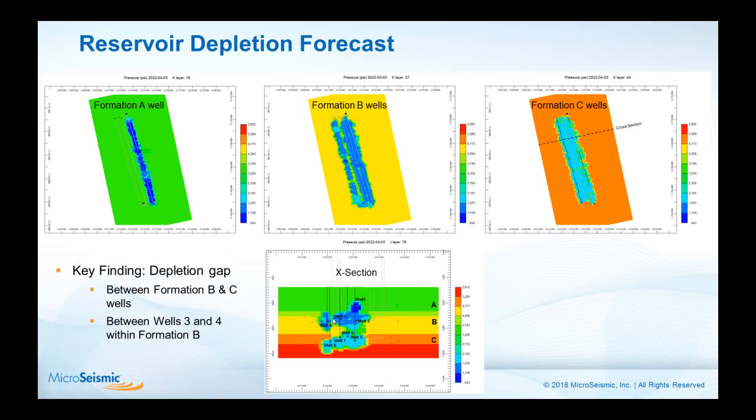Since there is not a good quality reservoir between formations B and C based on the well logs that I showed previously, it's not recommended to drill new wells in the undrained region between formations B and C. However, a new well can be drilled between wells 3 and 4 within formation B to extract the oil that would be left behind otherwise.